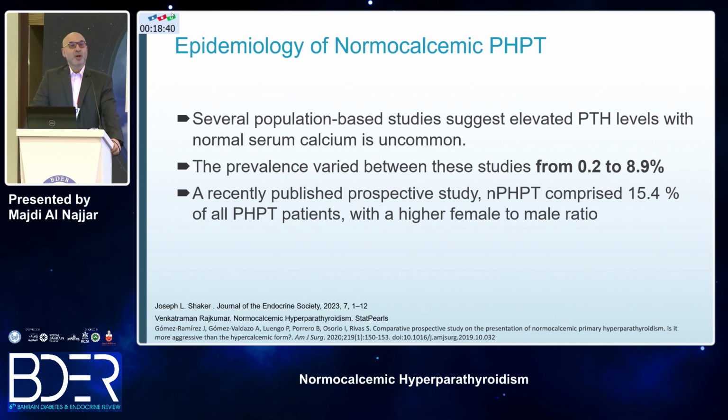Okay, what is the epidemiology? We don't have exact numbers for the prevalence or the incidence, partly because the studies which were done are small in nature. We don't have large-scale studies to give us a clear-cut number of patients who have this disease. But the prevalence can vary from 0.2 to 9%, even as high as 17%. A recently published study found that almost 16% of patients with primary hyperparathyroidism belong to this group, the normocalcemic primary hyperparathyroidism.